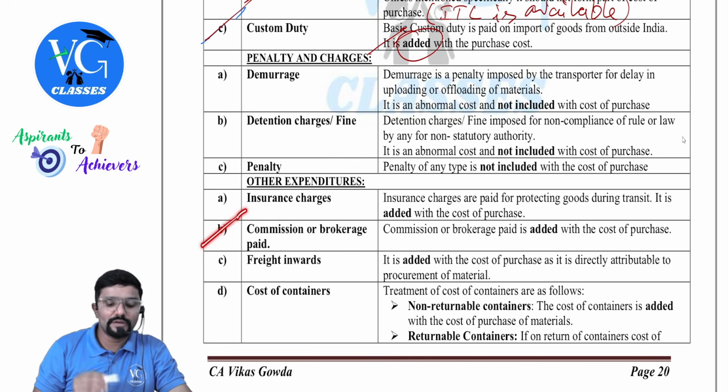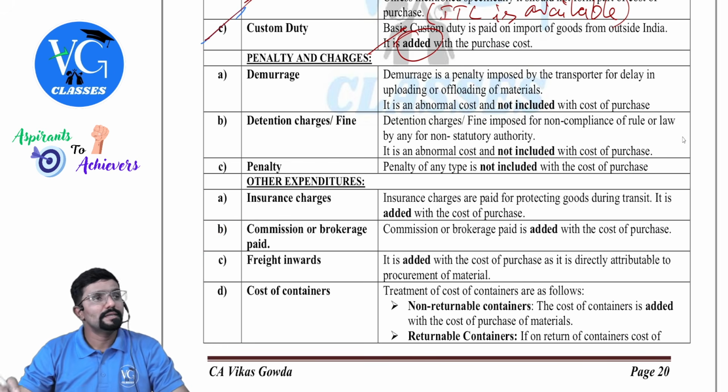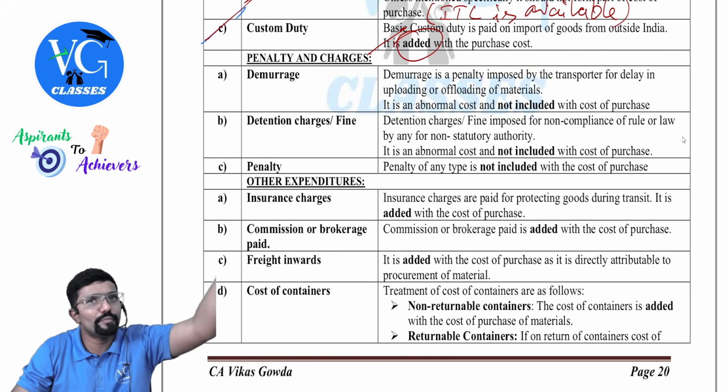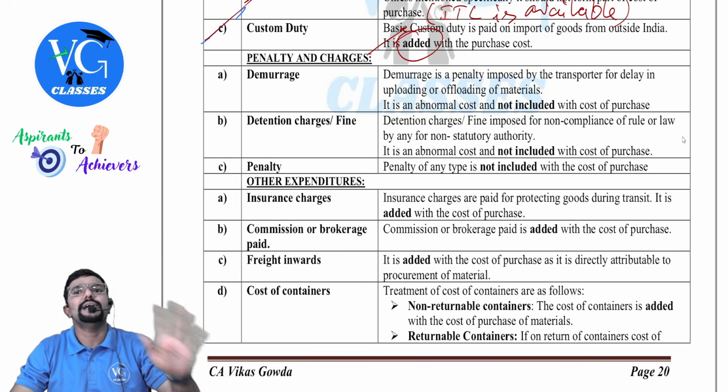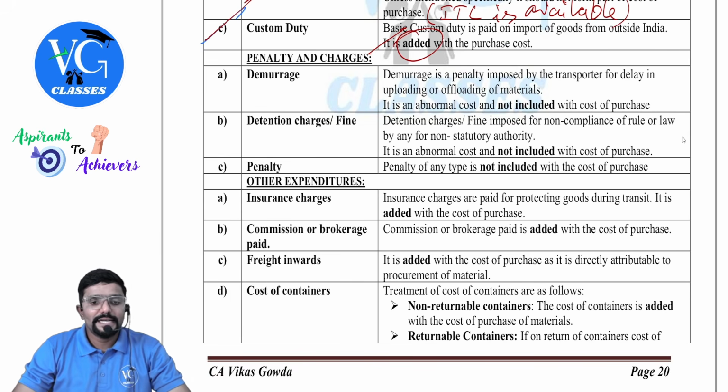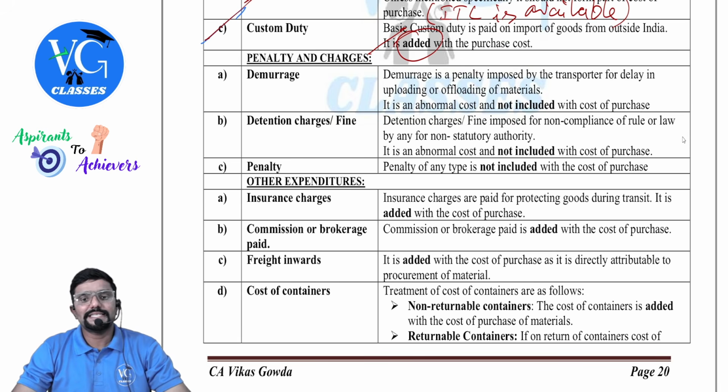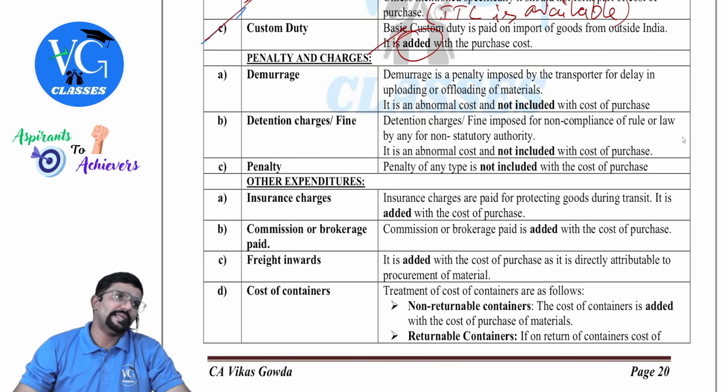Next, commission or brokerage paid. Commission or brokerage paid is added with the cost of purchase. That is paid to the agent or the broker, whatever you have paid at the time of purchase, you add it. Next, freight inwards we will add. That is the transportation cost I would have incurred to bring the goods to my place. It is added with the cost of purchase as it is directly attributable to procurement of material.